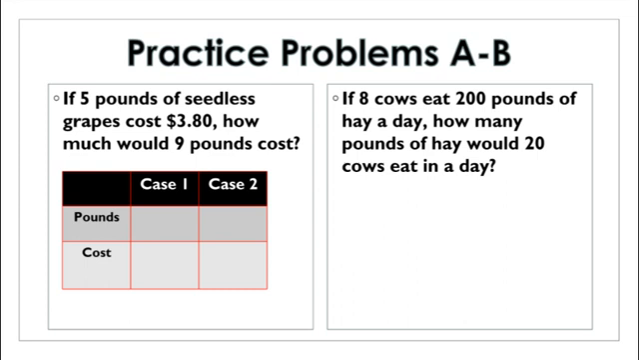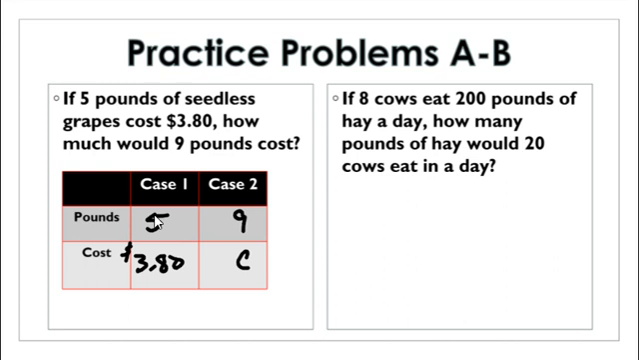If 5 pounds of seedless grapes cost $3.80, how much would 9 pounds cost? So we have our ratio boxes, we have pounds and cost, and we have our two examples, case 1 and case 2. So if 5 pounds of seedless grapes cost $3.80, how much would 9 pounds cost? So we want to find the C.